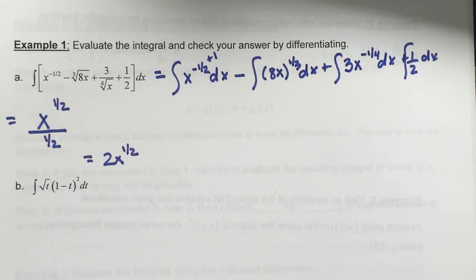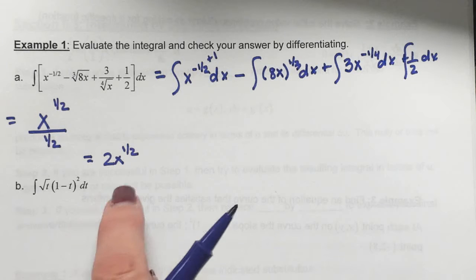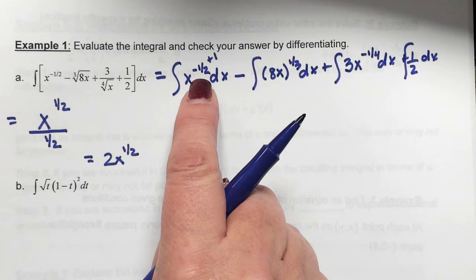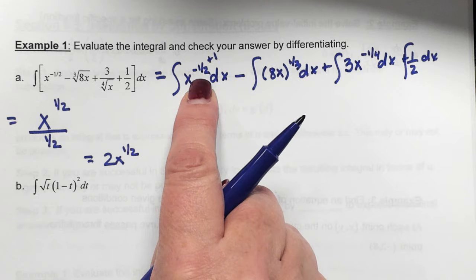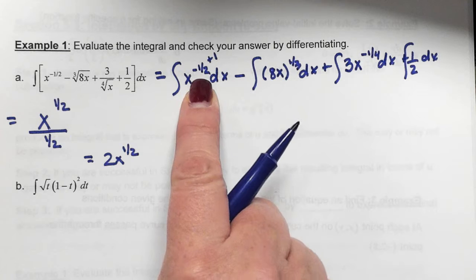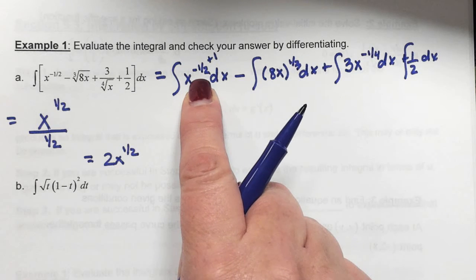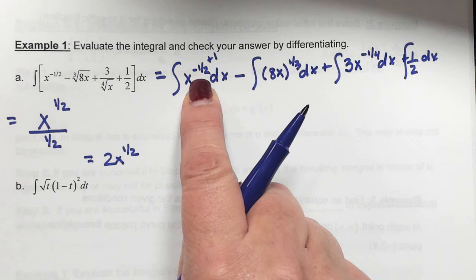And like I said, you can check your answers by seeing what is the derivative of 2x to the 1/2. Well, the derivative of 2x to the 1/2 is going to be x to the negative 1/2. So you know that you integrated it correctly. All right, so any questions where I got 2x to the 1/2? So your power rule for integration: you add 1 to the exponent, and then you divide by that new power. Any questions on what the power rule for integration is going to look like?